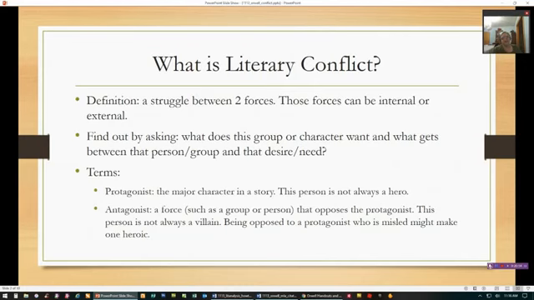So I've got some definitions there. Protagonist is the main character in the story. Please realize that a protagonist is not necessarily a hero. A hero is always a protagonist, but a protagonist is just the main character, right?